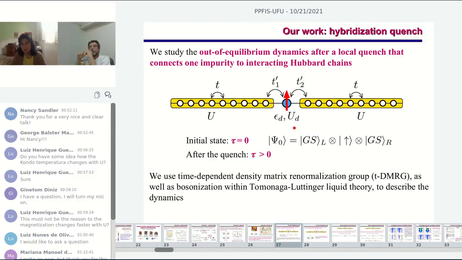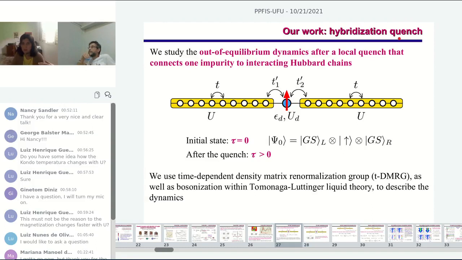In our work, we consider an impurity coupled to two wires. Indeed, it can be one wire or two. I will show you results for the two situations. Initially the impurity is not coupled to the wires, and at T slightly larger than 0, we turn on the hybridization.